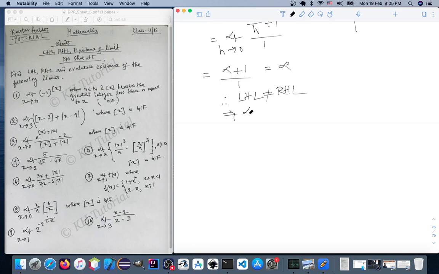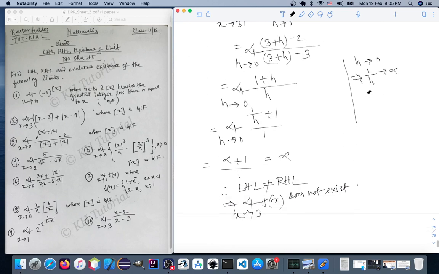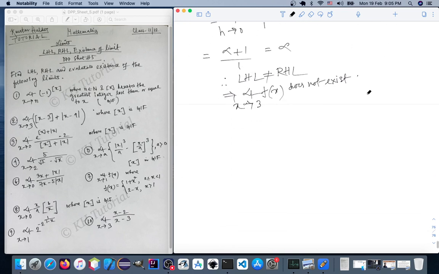Therefore, LHL not equals to RHL implies limit x tending to 3 f(x) does not exist. Okay, that was all the solution of the DPP sheet number 5.